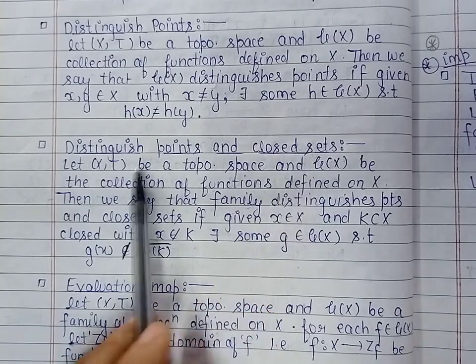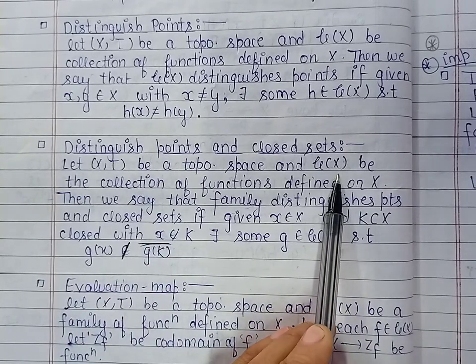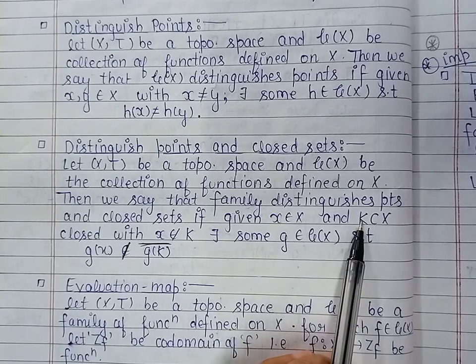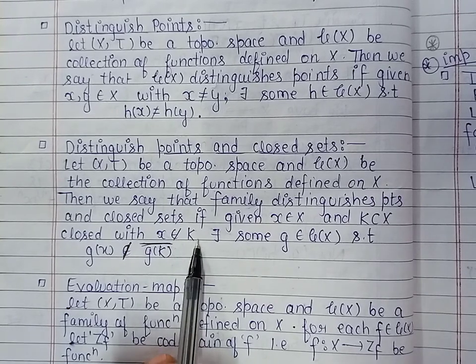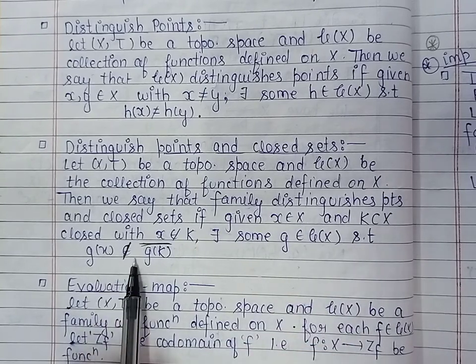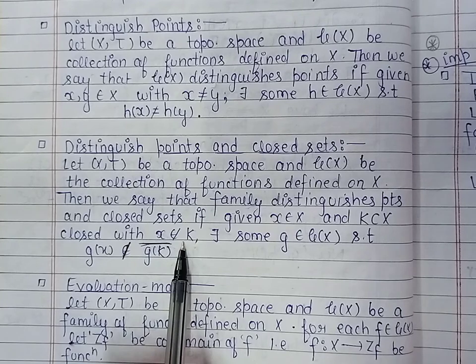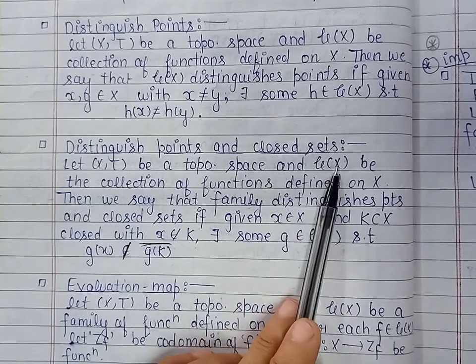To define this, let us take a topological space (X, τ) and B_X is the collection of functions defined on the topological space X. We say that this family distinguishes points and closed sets if for a given point x and a closed set K contained in X with x not belonging to K, there exists a function g belonging to the family such that the image of x does not belong to the closure of the image of K. So if this condition holds, we say that this family B_X distinguishes points from closed sets.